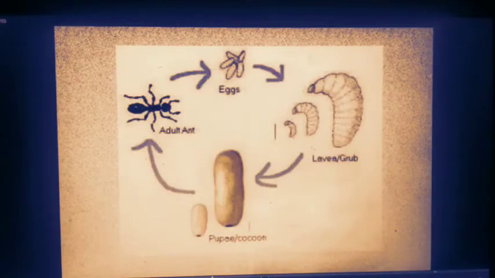So here is the picture of the life cycle. First eggs are there, then it becomes grub, then we have the cocoon, and finally it develops into an adult ant.